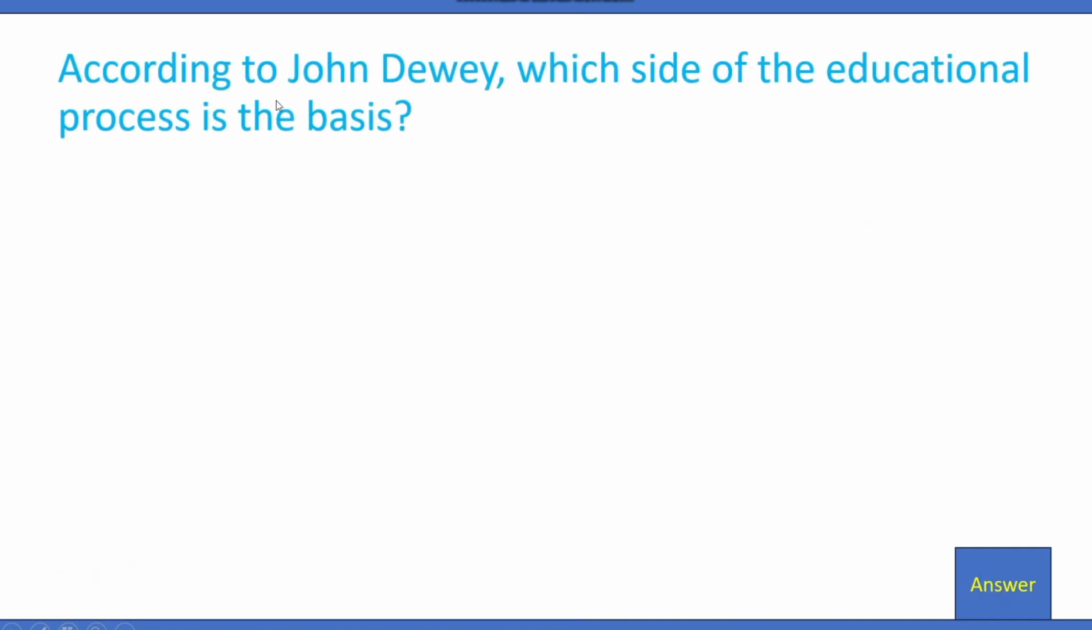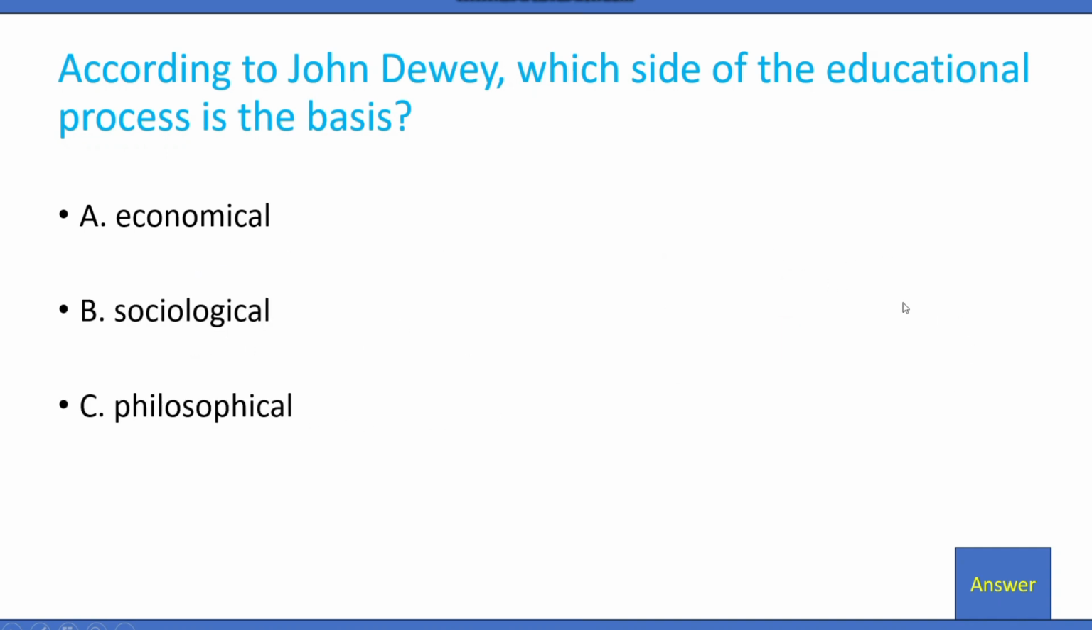According to John Dewey, which side of the educational process is the basis? A. Economical. B. Sociological. C. Philosophical. And D. Psychological. Right answer would be psychological.